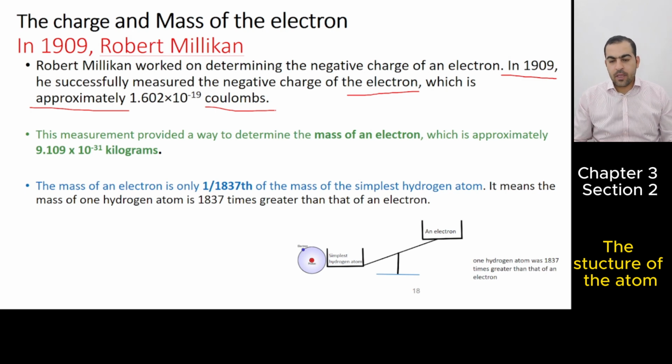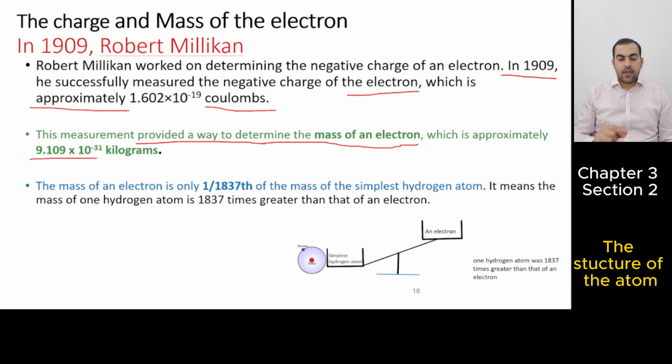This is the amount. After he measured the charge, this measurement provided a way to determine the mass of the electron. Measuring the charge helped him to measure the mass of the electron. And he approximately measured, and he said that approximately it is 9.109 times 10 to the power minus 31 kilograms.